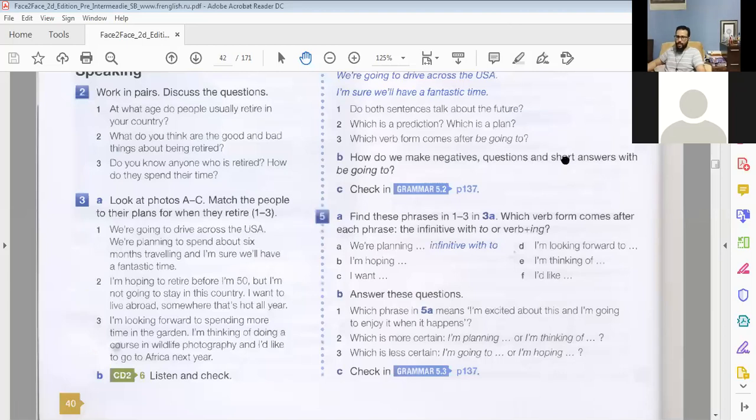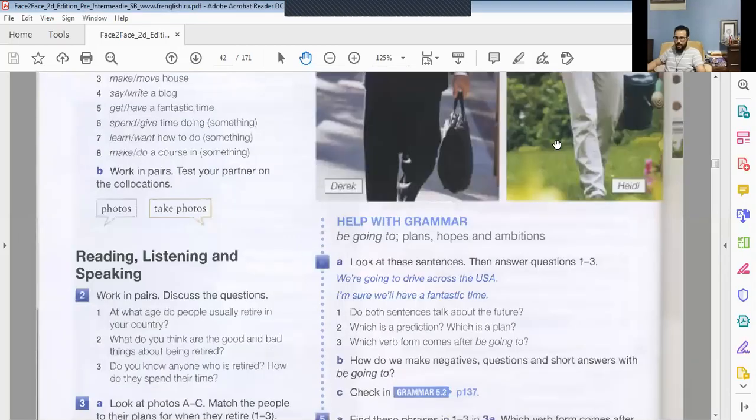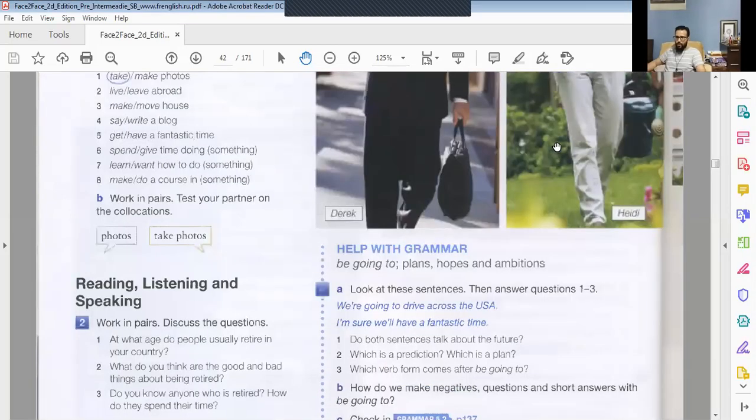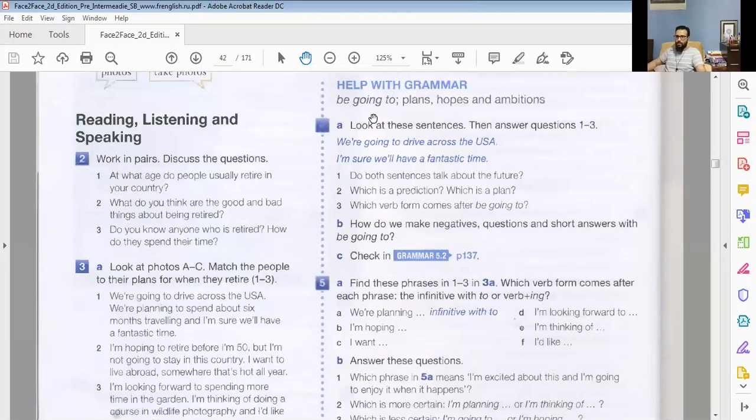Okay, so this was the listening part. Let's move on to here. We have a little bit of grammar. So let's use be going to talk about plans, hopes, and ambitions. It says here, look at these sentences, then answer questions 1 to 3. We're going to drive across the USA. I'm sure we'll have a fantastic time.